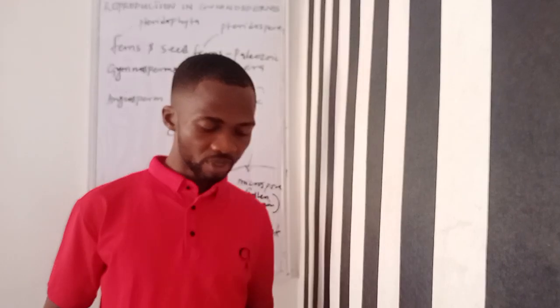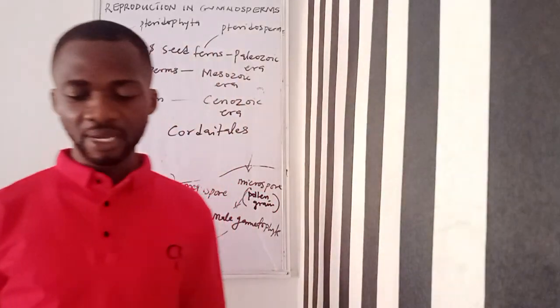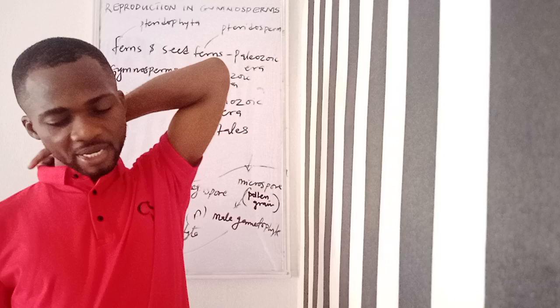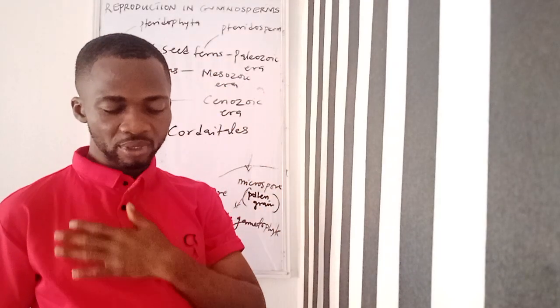Members of Cycadales are a small group of 9 living genera and about 100 species. You can find them within the eastern and the western hemispheres, even though their fossils are not too common. The stem of Cycas is stout, unbranched, with a terminal crown of long, leathery compound leaves.